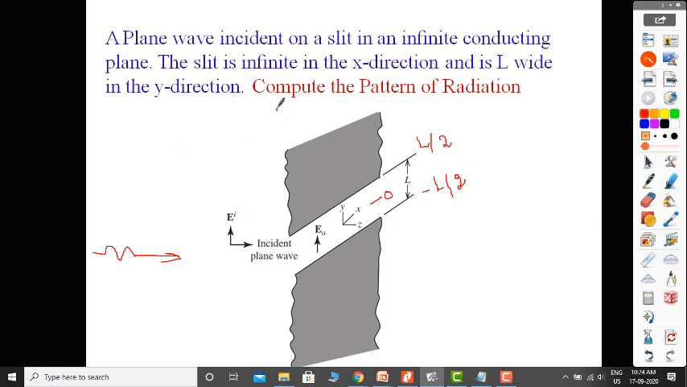So here we are going to compute the pattern of radiation. This is our aim. How to compute the pattern of radiation? The first thing is we have to find the source. Here the source is the electric field. This source electric field will be modeled as its corresponding magnetic current density. Afterwards, we have to compute the integral. Then we have to compute the electric and magnetic field by using Maxwell's equations or the relationships in the radiation integrals.